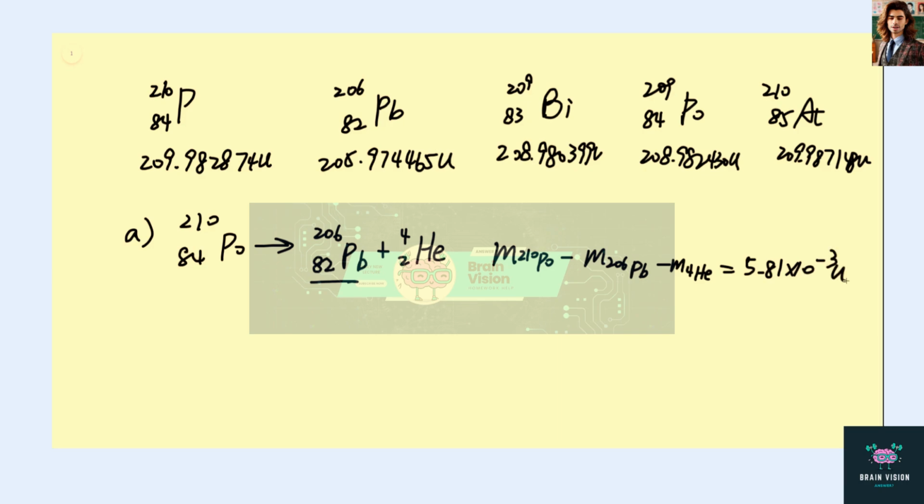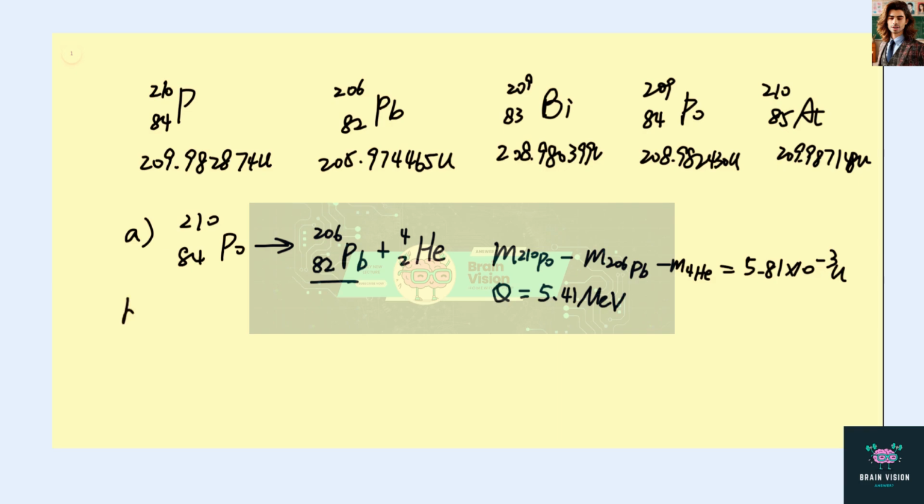Or if we convert it to energy, because we know each u carries, I think it's 931 MeV, but if we plug in the conversion factors, the amount of energy is 5.41 MeV. So the energy of this reaction is 5.41 MeV.